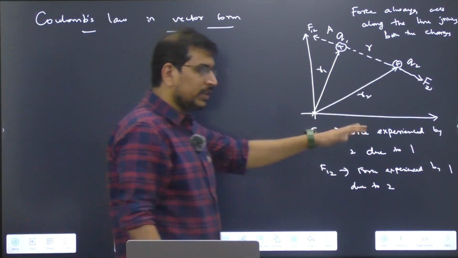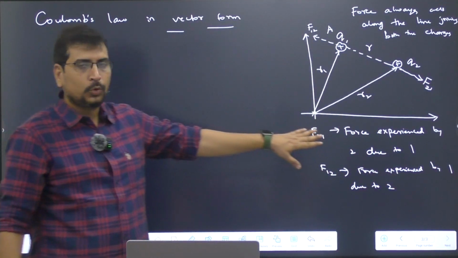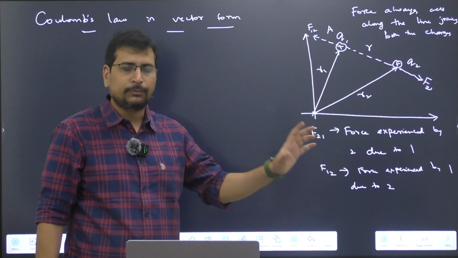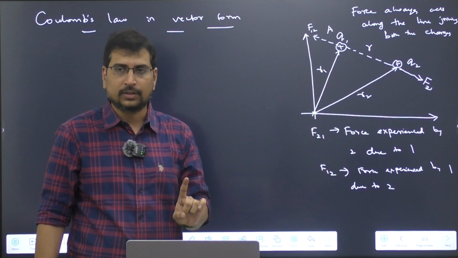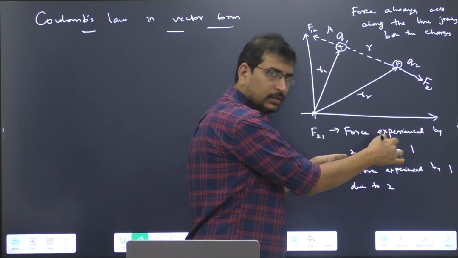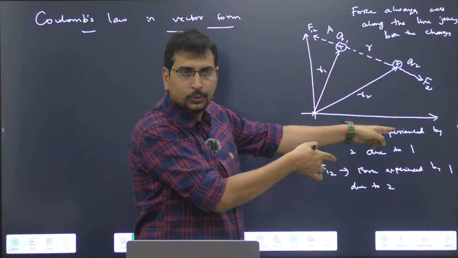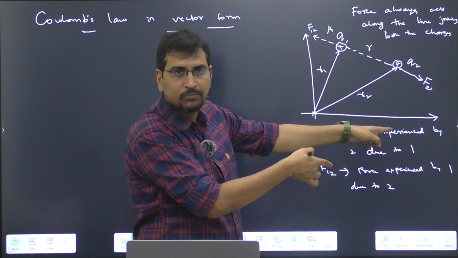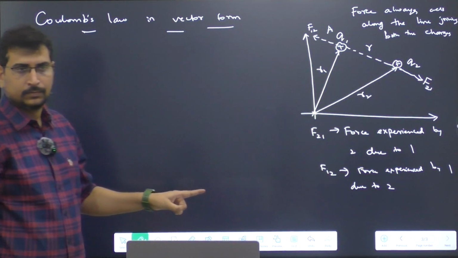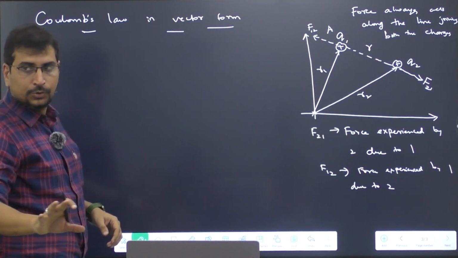It's simple. See, you can either use active voice or passive voice. Force experienced by 2 due to 1 or force exerted by 1 on 2, both are same. So if at all in a question they are trying to confuse you, don't get confused. Read it very carefully. Experienced by 2 due to 1. If it is 1 due to 2, what should you write? What is the word you need to change here? Instead of experienced, you will say exerted. Force exerted by 1 on 2. Both mean the same. Okay. It is a very rare scenario that they will ask the question, but if at all they ask, you should be able to answer.